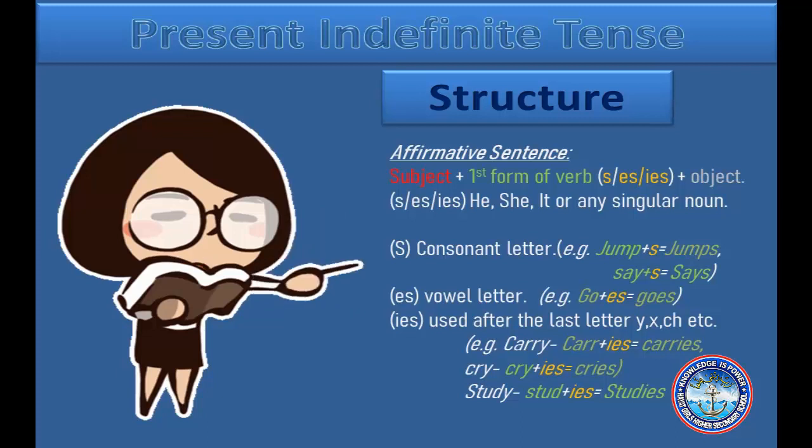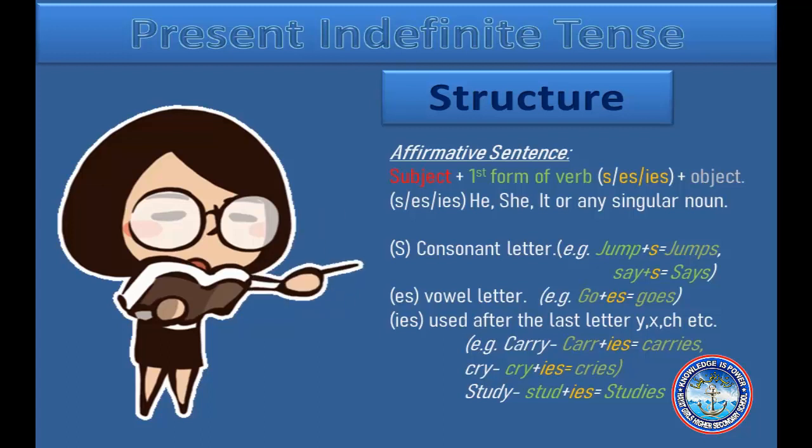To begin with the first letter S, it comes after the verbs which end in a consonant letter. For example, jump, J-U-M-P. Jump is a verb and it is the first form of verb. With jump, we are going to add S here. Why? Because it is a verb which ends in a consonant letter, and the consonant letter is P. That is why we put S after P and it becomes jumps. We'll come to the next example later.